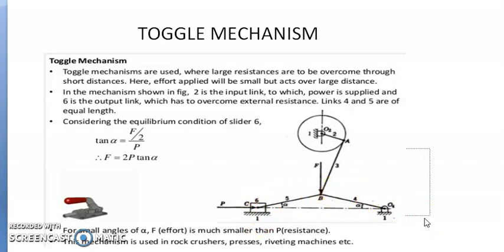Considering the equilibrium condition of slider 6, we are going to apply Lami's theorem or resolve the forces. So you have tan alpha equal to (F/2) by P, or F equals 2P tan alpha. So for very small angles of alpha, the value of F is very much smaller than P, the resistance. This mechanism is used in rock crushers, presses, riveting machines, etc.